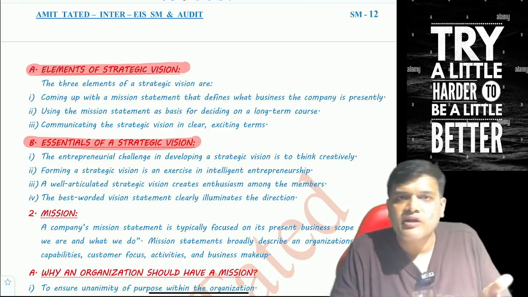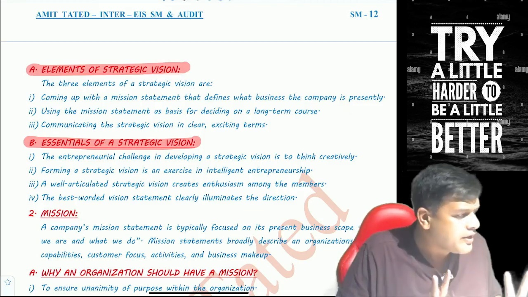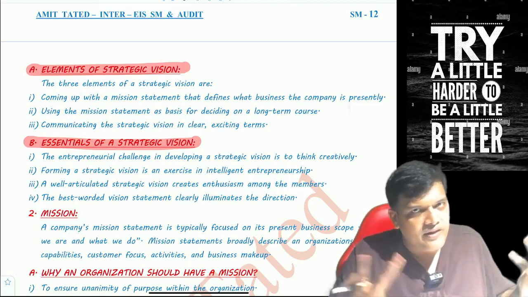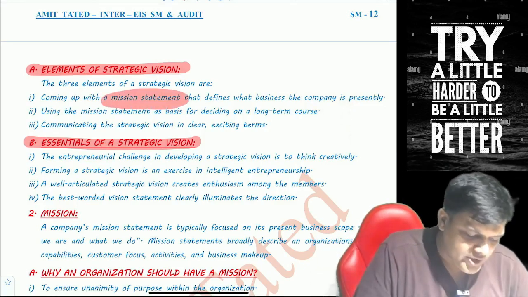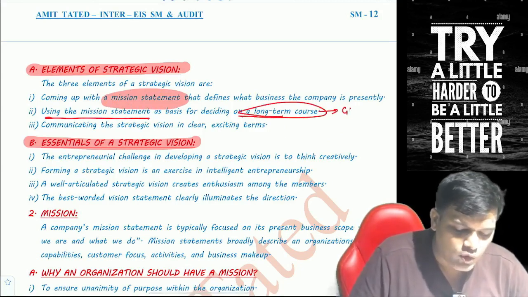Vision cannot come without mission. Mission cannot come without goals and objectives. Right now you are sitting for a mission. Why? Because you have goals and objectives. And why do you have goals and objectives? Because you have a vision. That's it, three elements. What are the three elements? First of all, you should have a mission statement. Using that mission statement, you should have a long-term course. Long-term course means goals and objectives.